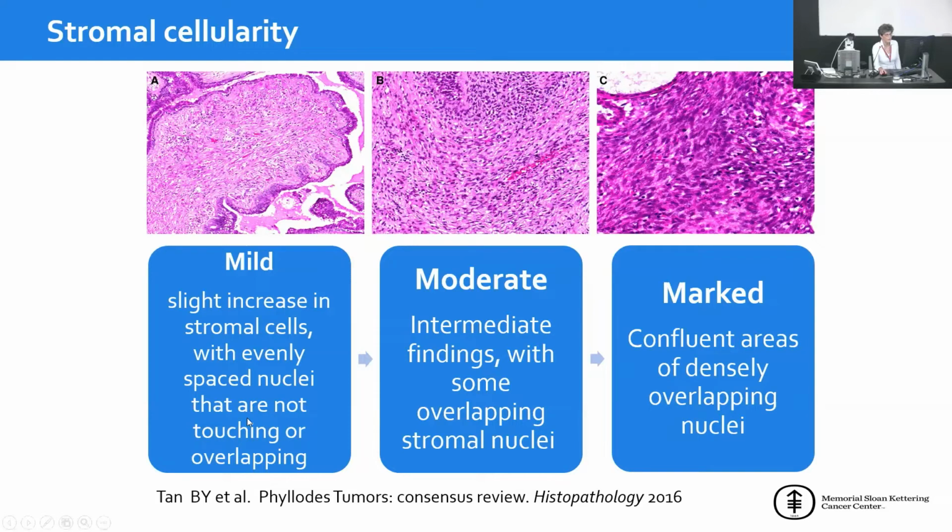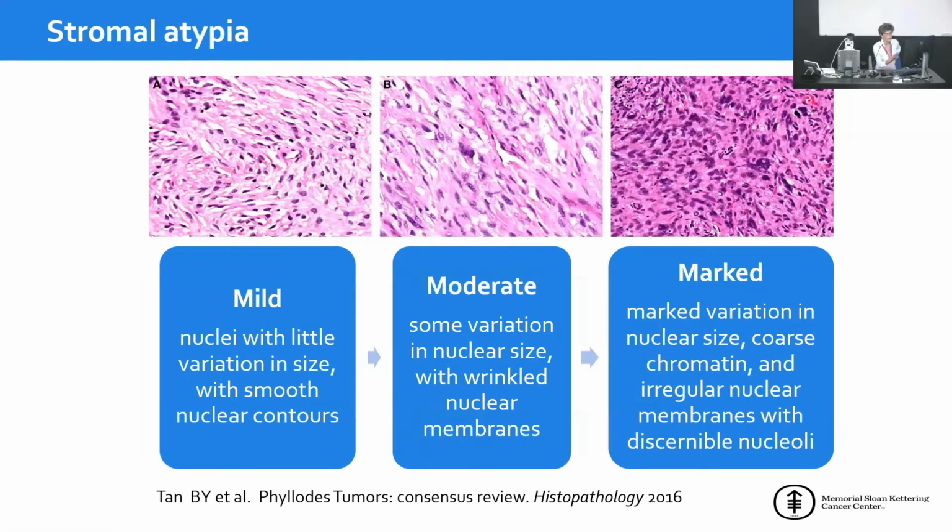These images and definitions come from a consensus review paper that was published a few years ago and you can access online. This is stromal atypia. It ranges again from mild to marked. Marked we all agree on. In the mild, the nuclei have little variation in size, but the nuclear contour is still smooth, and notice they're still not touching, not overlapping with one another. So it's a very subtle change and not everybody always agrees on this.